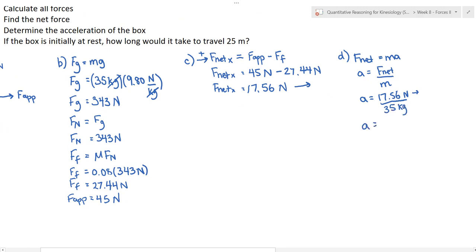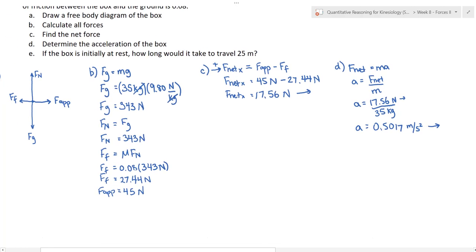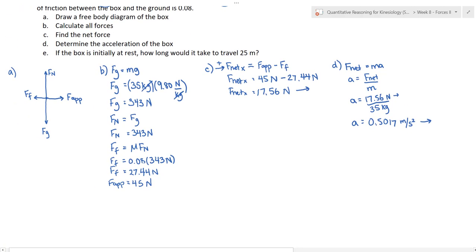So our acceleration is 17.56 divided by 35, and we get 0.5017 newtons per kilogram, which is equivalent to meters per second squared. Okay, and again, that's moving to the right.